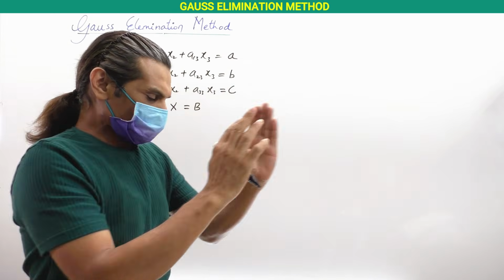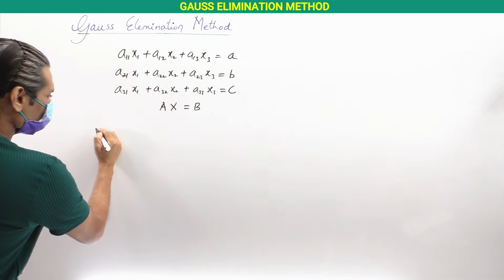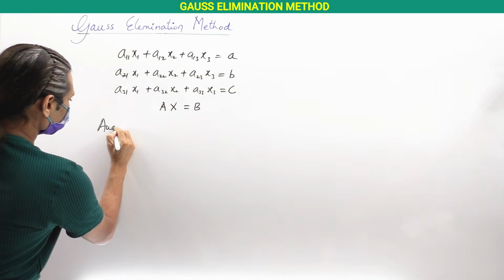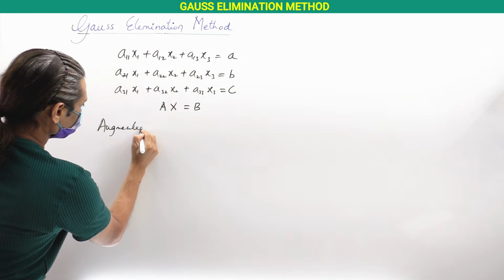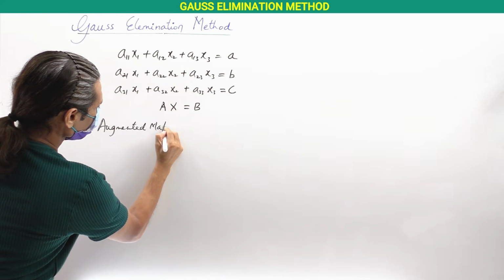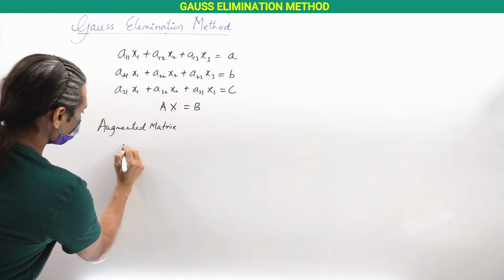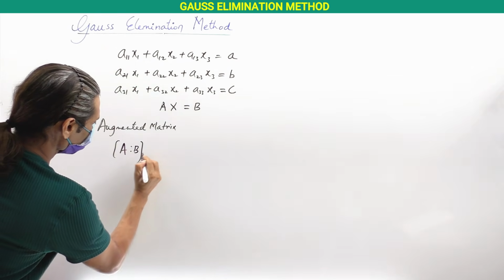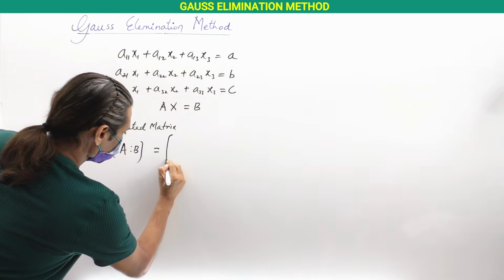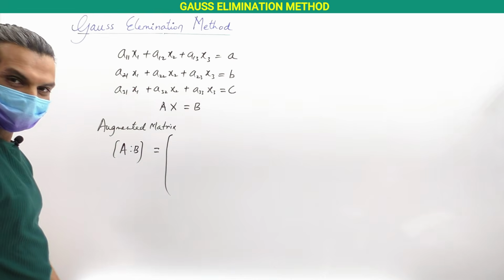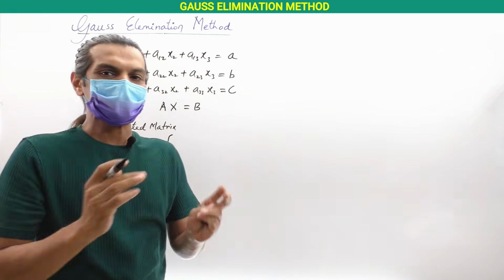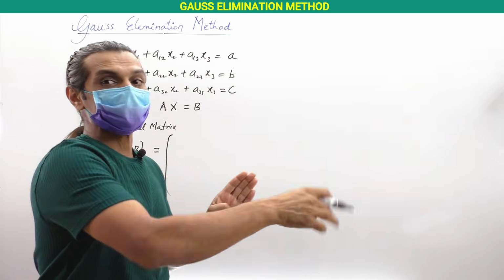Now, the Gauss elimination method, in a very simple form, how to solve. First, we write a matrix called the augmented matrix. The augmented matrix is written as A augment B, or A semicolon B. Augment means, in a very simple way, something extra attached to or extended to.